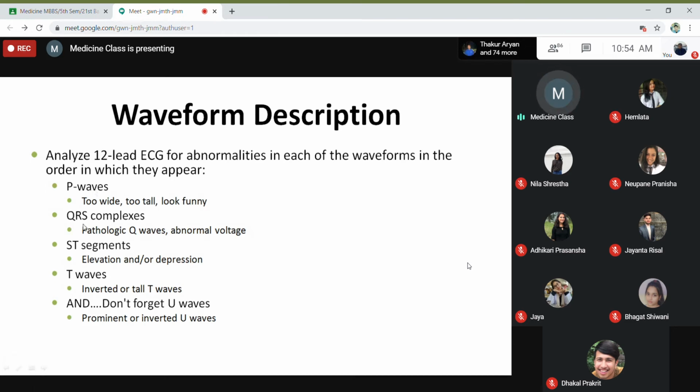There may be differences in QRS complexes, whether there is a pathological Q wave or not, whether it is wide or not, whether they have abnormal voltages. In the ST segment, whether there is an elevation or depression. In the T wave also, we look at whether it's inverted or tall, and whether it's symmetrically inverted or symmetrically tall or not, because asymmetrical and symmetrical T-wave inversion or tall waves may have different interpretations, as we will later learn what they mean.